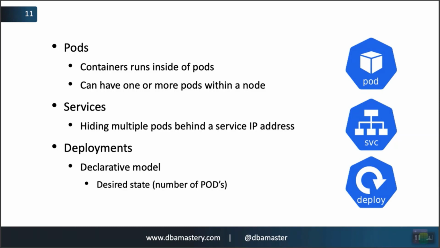Then we have deployments. Deployments follow a declarative model where we say, okay, this is what we want. We define our desired state, the number of pods, the number of replicas, using a manifest file that is usually a YAML or a JSON file. Most people use YAML, so that's what you would see today in the demos.